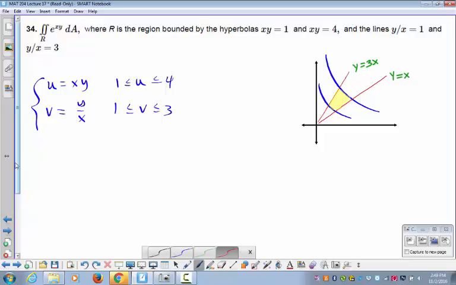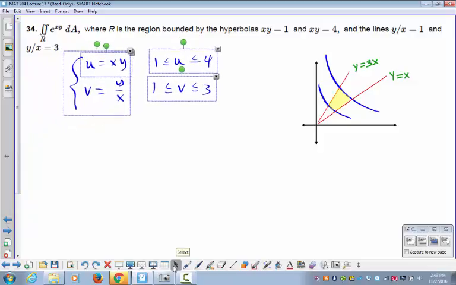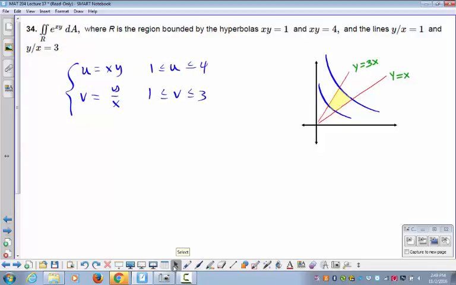What's your Jacobian? Come on, Ari. You're not really there if you don't know what the Jacobian is. Okay, one step at a time. Good point. Yeah, I learned that lesson today.